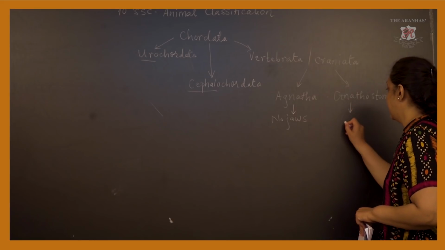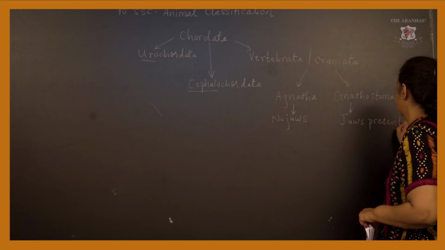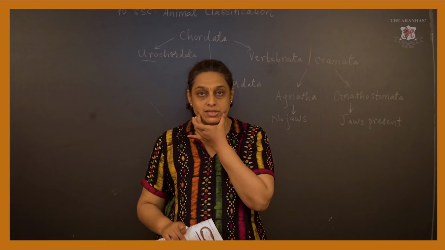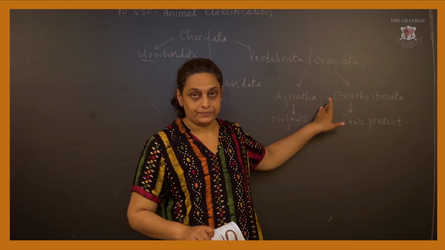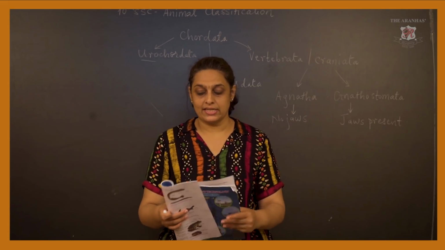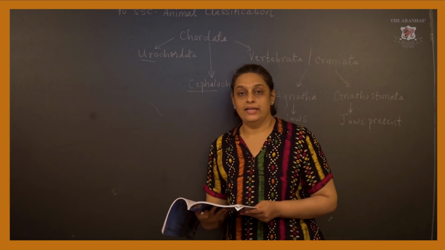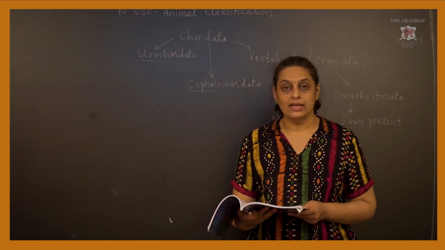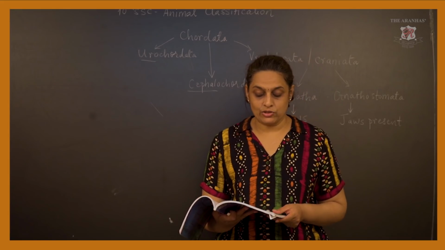And gnathostomata, a major character, jaws are present, or to be more precise, these jaws are nothing but bones. So, jaw bones are present in gnathostomata. Okay. So, these are major groups of chordates. Now, we will move on to each group separately. In urochordates, animals are marine, found in sea water. Then they have a covering on the body, and that is called tunic.